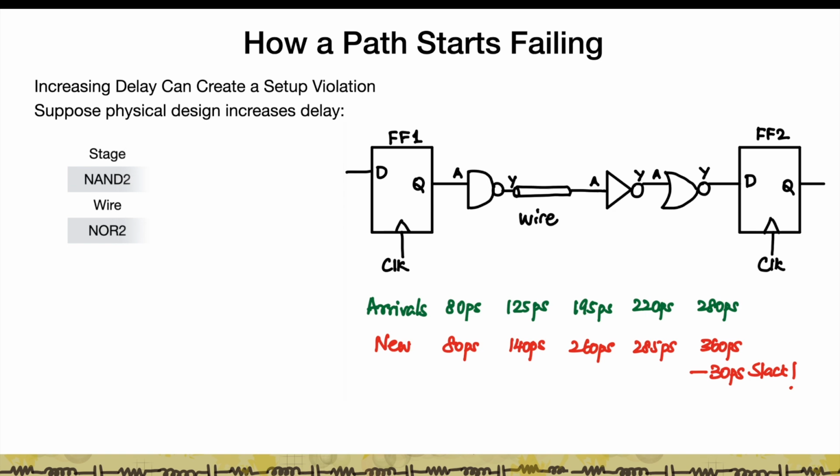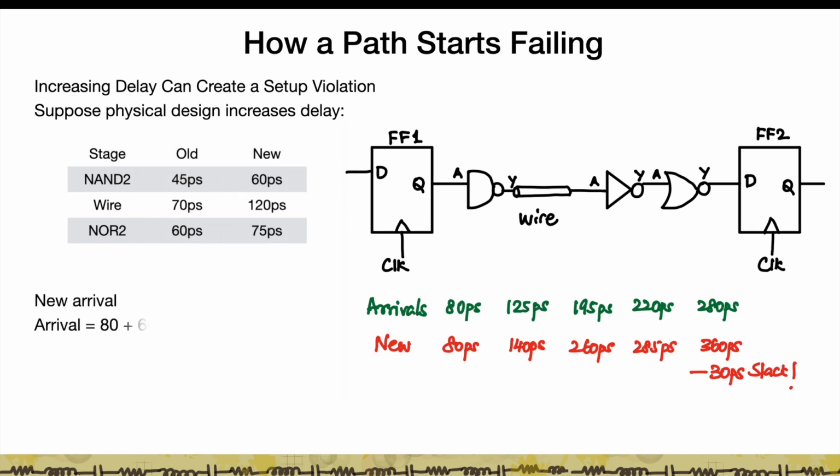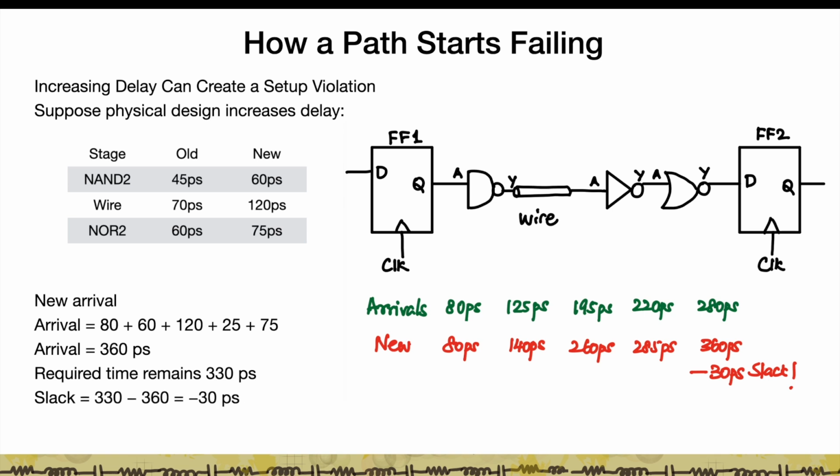Same circuit, same clock, but now physical implementation has increased some of the delays. The NAND gate is driving a heavier load after routing. 45 picoseconds become 60 picoseconds. The wire grew longer during placement, 70 to 120. The NOR gate sees higher output capacitance, 60 to 75. So the new arrival time is the sum of these times and works out to 360 picoseconds.